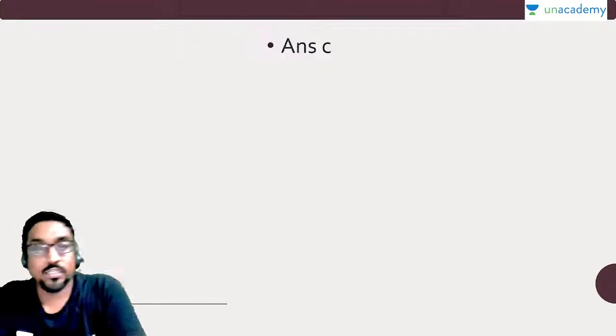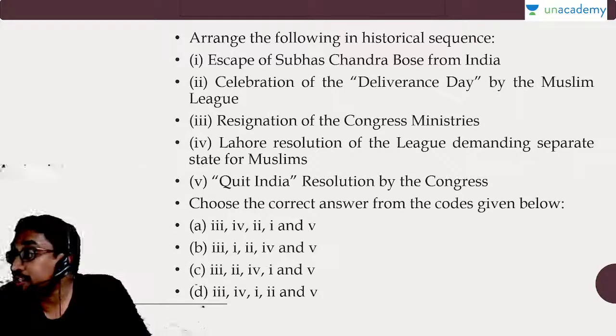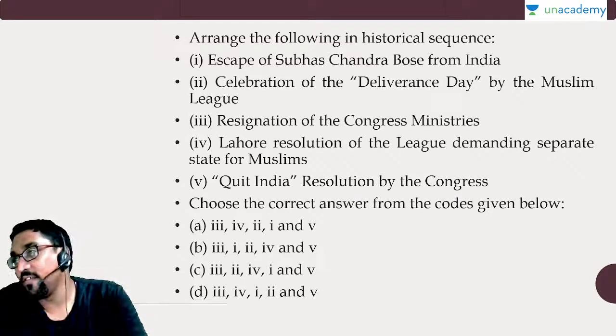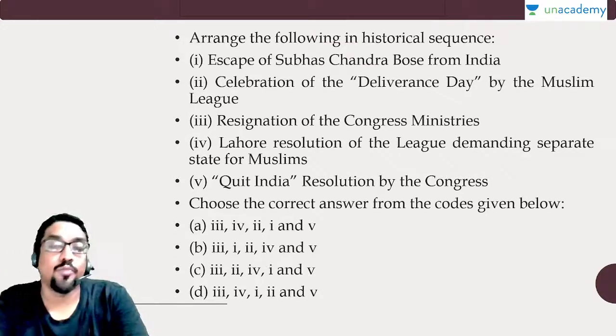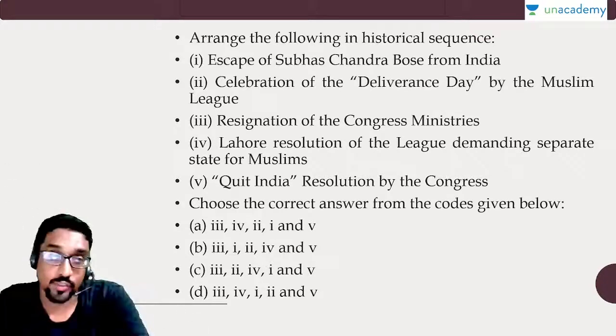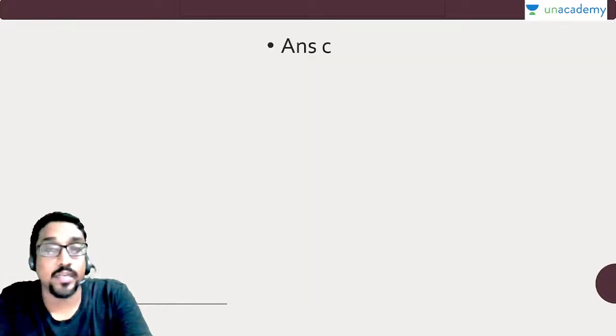Answer for this question is C. Resignation of Congress Ministries, 1939. Deliverance Day, the day of deliverance celebrated by the Muslim League. Escape of Subhas Chandra Bose. The Lahore resolution of the Muslim League in March. And Quit India resolution in August 1942. Answer is C.